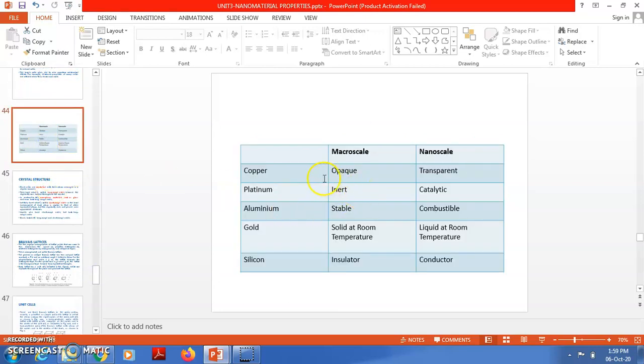Here they give examples: copper, opaque at macroscale, becomes transparent; platinum, inert, becomes catalytic; aluminum, stable, becomes combustible; gold, solid at room temperature, becomes liquid at room temperature. Then silicon, an insulator, becomes a conductor.